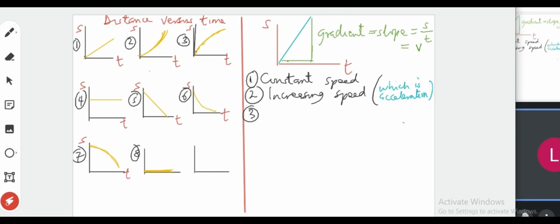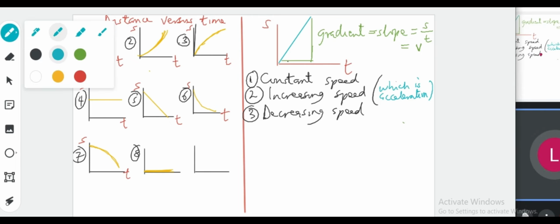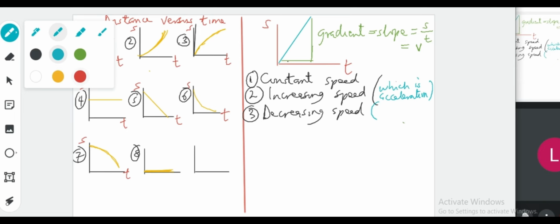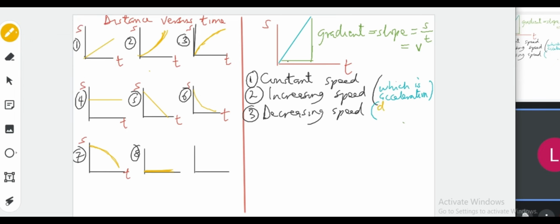It's bending downwards. That means it's getting less steep. So it's a decreasing speed. What's another name for decreasing speed? I said decreasing speed, but I thought I heard increasing. It is not decreasing acceleration. Decreasing speed simply means deceleration.